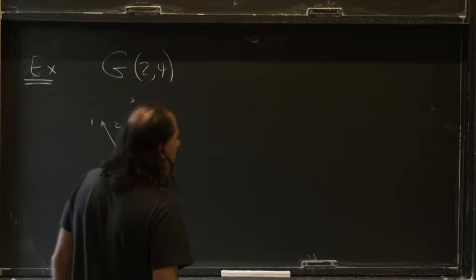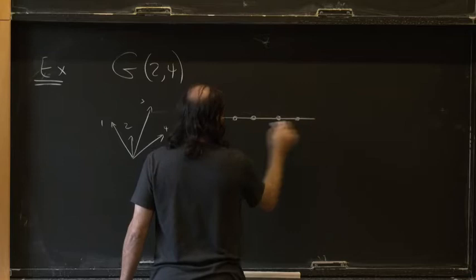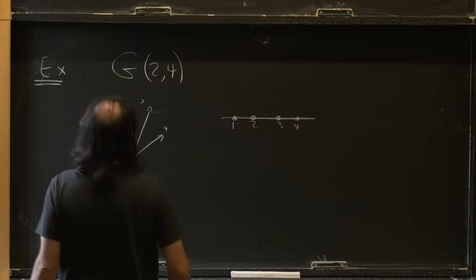What this is asking me is the following. I could also draw this projectively, in the way that we talked about. I could draw it like this: 1, 2, 3, 4. Remember, just by intersecting this with some line. Okay? But what is this asking me?